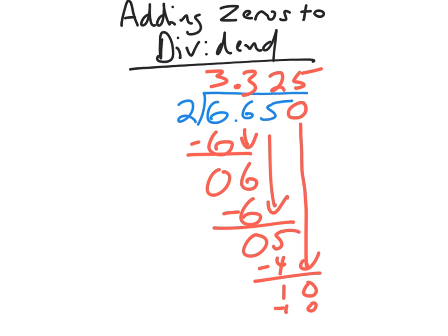Okay? So all I did was add a 0 and bring it down so that I had the number 10 to divide again. So when you're dividing numbers with decimals, you might have to add a 0 so you can get your subtraction answer to 0 at the end of the problem.